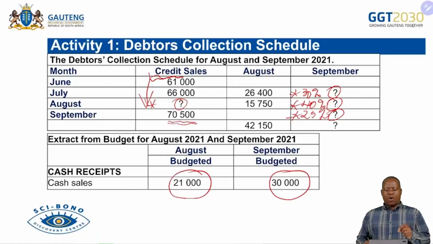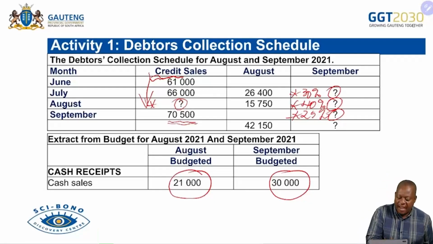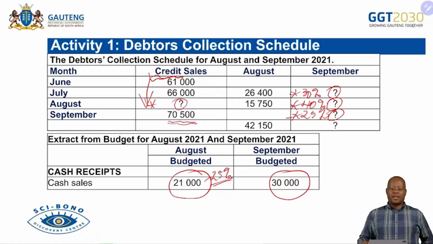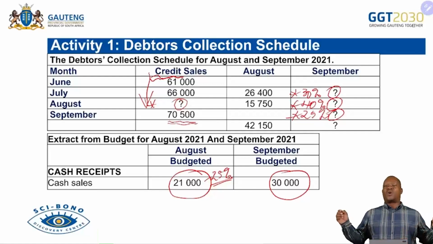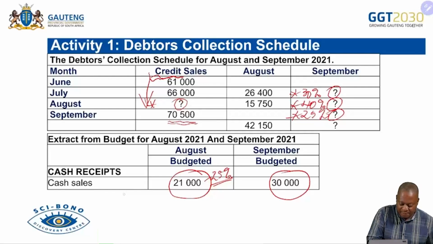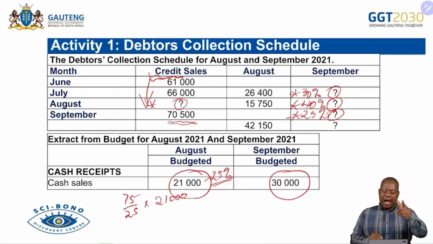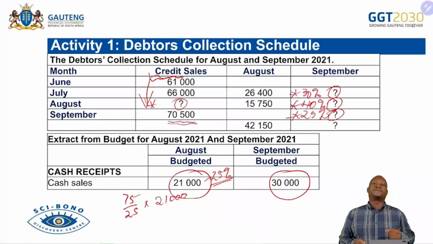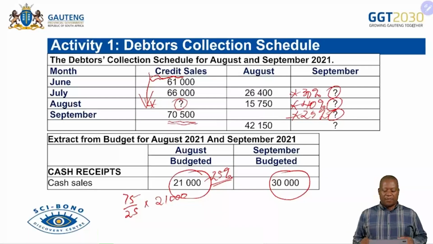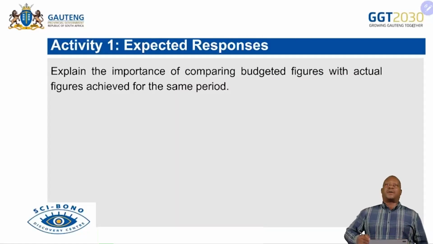Now, how do we find it? We are given the 21,000, which we know is cash sales, which we already agreed is 25%. So we are looking for 75%, and we are given 25%. Remember, how do we deal with it? It's simply our 75 divided by 25, and we multiply by 21,000. That's how we are going to get our credit sales for the month of August. Hope it makes sense. Now let's go through the questions.